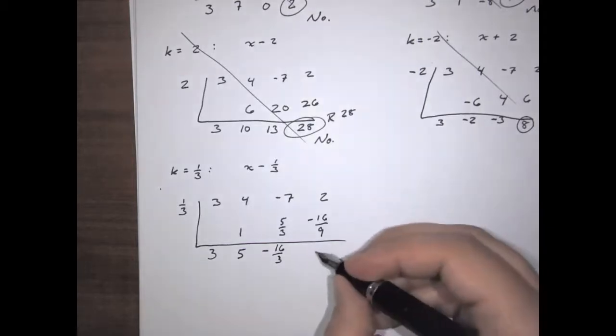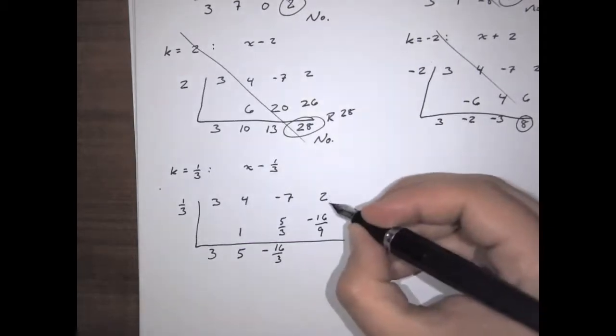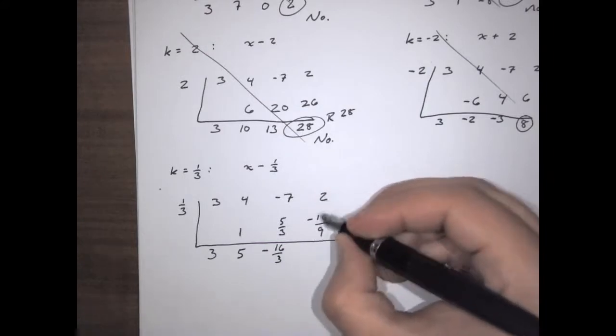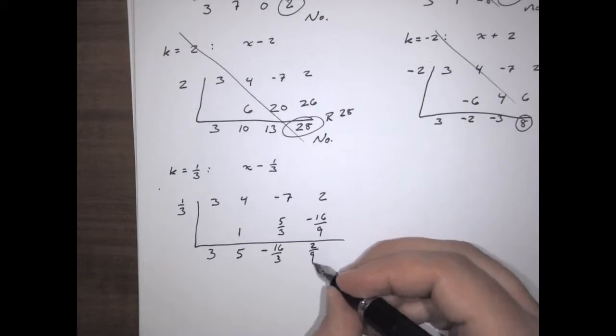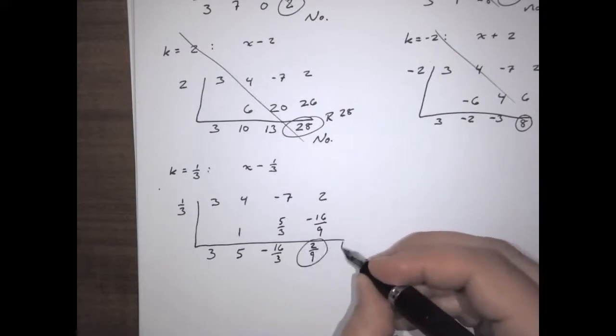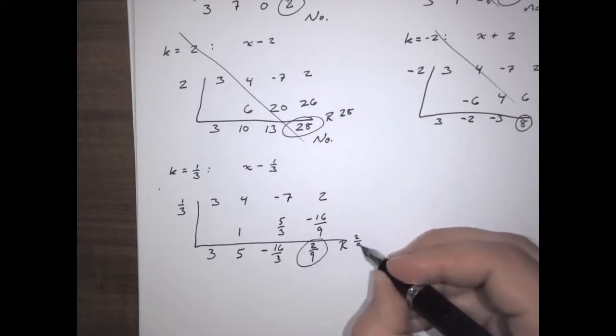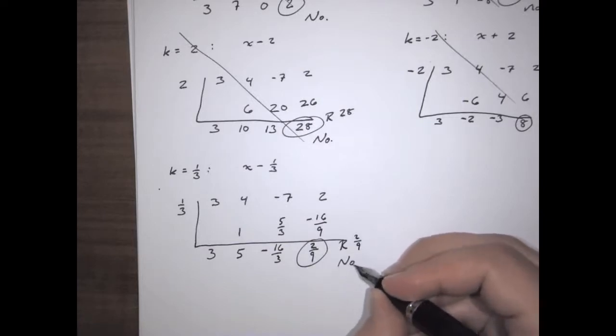It's not going to be 0. But just for the sake of argument here, it's going to be 18/9 minus 16/9, which is 2/9. So a remainder of 2/9, which is not 0, so no.